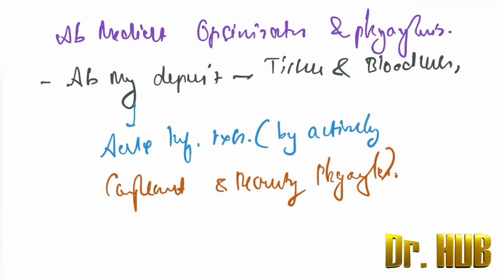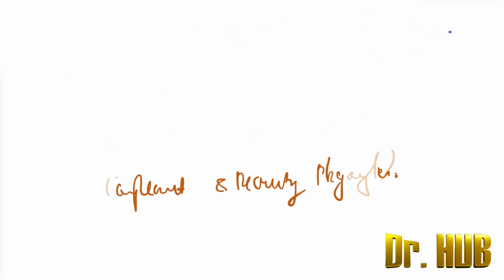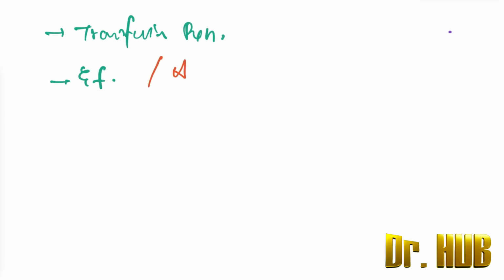So for antibody mediated opsonization and phagocytosis, the antibodies may deposit in tissues and blood vessels and elicit an acute inflammatory reaction by activating the complement and recruiting the phagocytes. The examples include transfusion reactions, erythroblastosis fetalis, autoimmune hemolytic anemia, then autoimmune thrombocytopenic purpura.